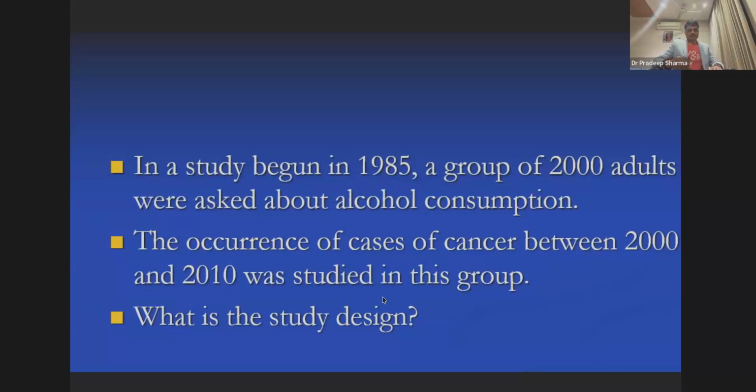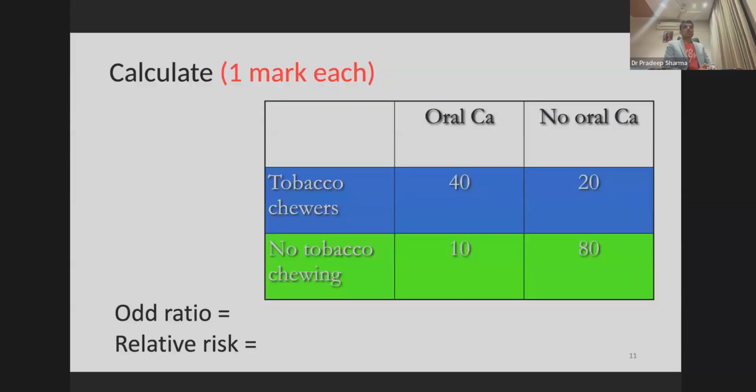This is a retrospective cohort study because everything has happened in the past, but the direction of flow was from alcohol consumption to cancer. So this is a retrospective cohort design where everything has actually happened in the past. Okay. Now find the odds ratio and the relative risk.